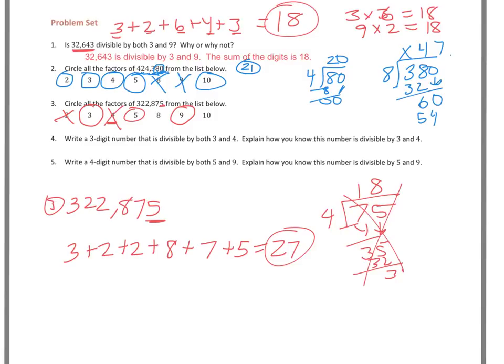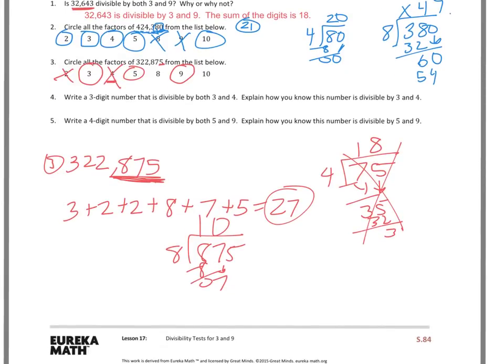8, we have to look at the last 3 digits. So we have 875. We're going to divide it by 8. And now we have to see, does 8 times anything give us 75? 8 times 9 is 72, with 3 left over. So that's no good. So 8's no good again. And for 10, the last digit has to be 0, and we can see that it's 5. It's not 0. So we should have 3, 5, and 9.